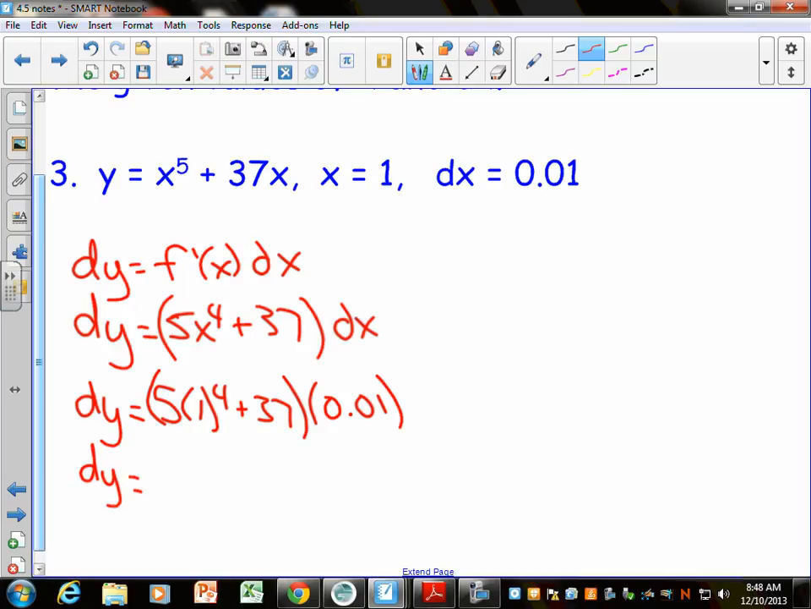What's 1 to the 4th power? 1, right? Just so I can make sure we're clear on that. So what is that? 42 times 0.01? Or is that just 0.42?